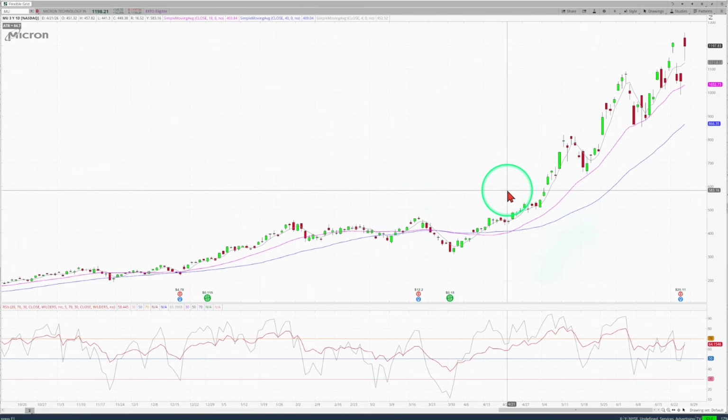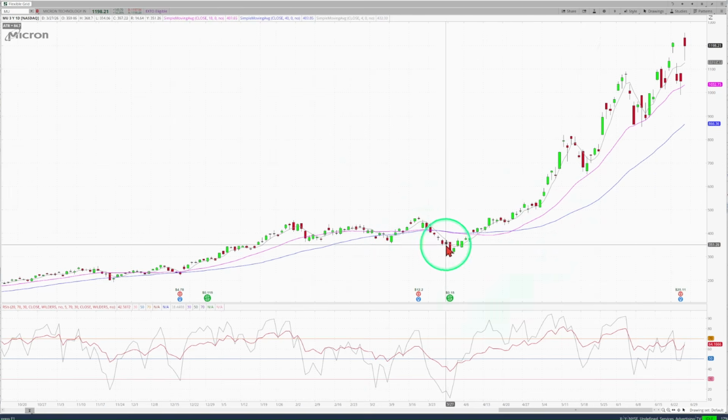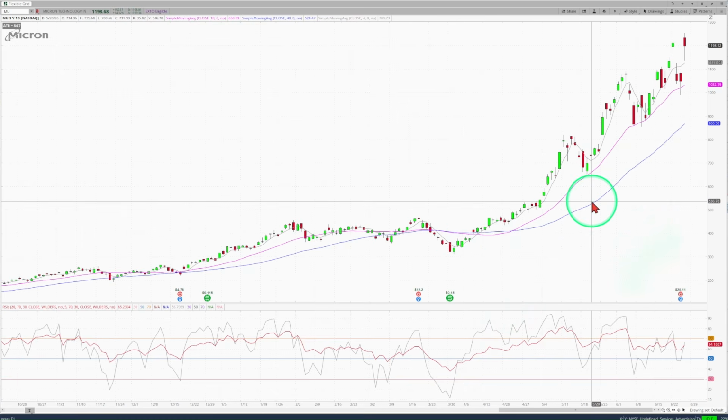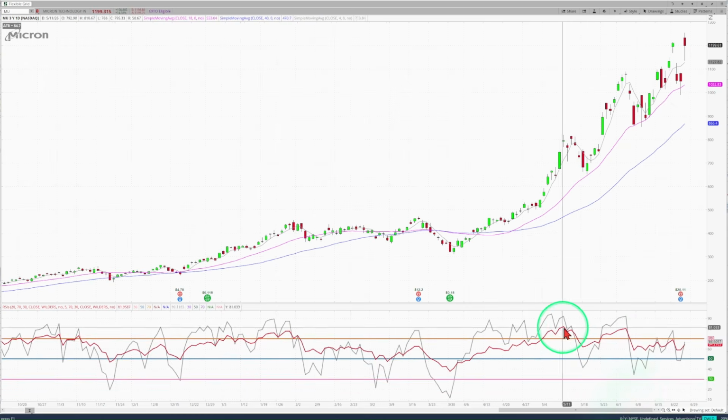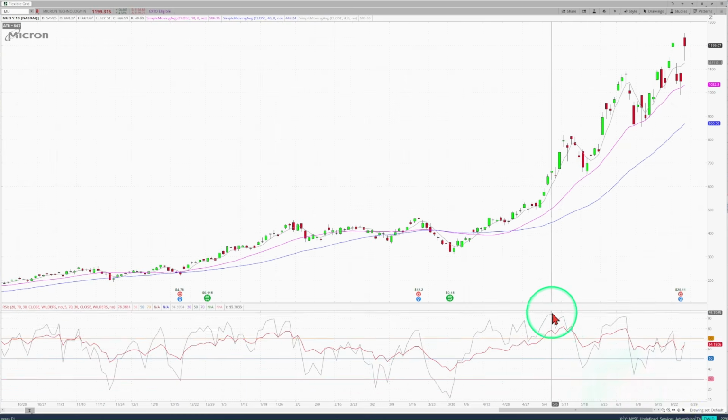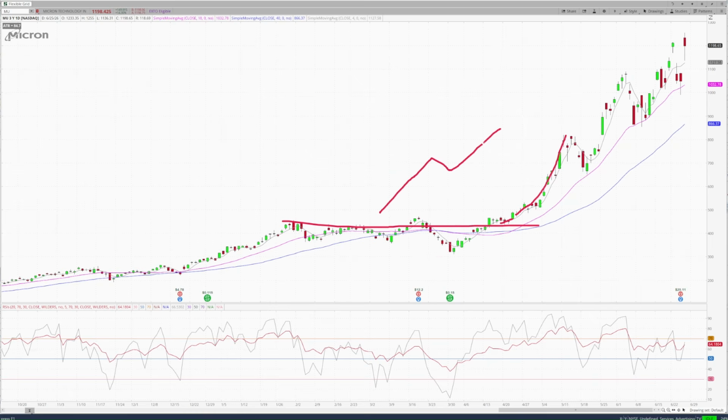All right, so I'm just looking at a chart of MU. I've got my 18 and 40 moving averages, simple moving averages. I've got the 20 RSI in red and the 5 RSI in gray. Now what we're focusing on here is we're trying to identify a stock that's making higher highs. So it's making higher highs and higher lows. It can be making lower highs and lower lows. Either way, we want to make sure we've got a trend in place based on the price action.